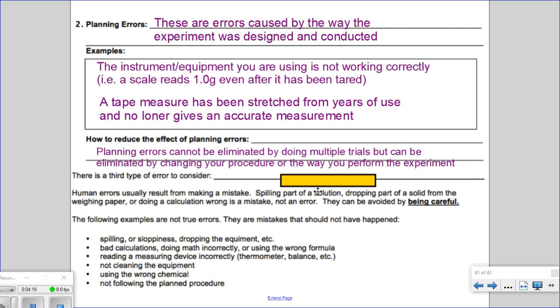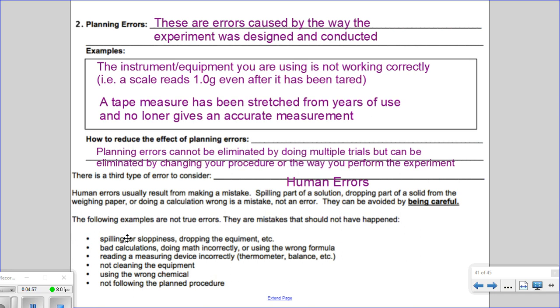There is a third type of error to consider, and that is human errors. Human errors usually result from making a mistake, spilling part of a solution, dropping part of a solid from the weighing paper, or doing a calculation wrong. These are basically considered mistakes and not errors, and they can be avoided by being careful. So we never report human errors. Nobody wants to hear about your incompetencies or the incompetencies of your lab partner. Nobody wants to know why everything is your lab partner's fault or why everything went wrong.